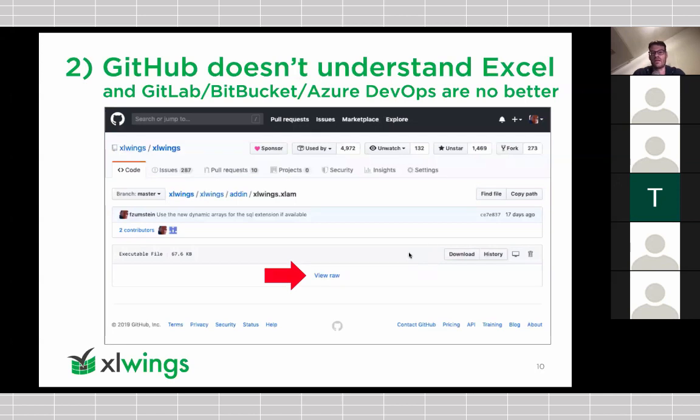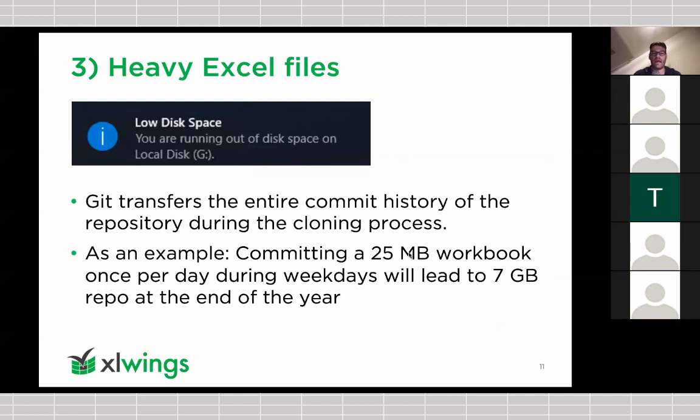And the picture looks absolutely the same if you look at the hosted solutions. For instance, in this picture here, you have GitHub, but it's absolutely the same over all the other providers. All you can do is click on view raw, and that usually downloads the Excel file, but you will never be able to actually see what's going on within that file. So Git and GitHub and the likes just don't understand the Excel file format.